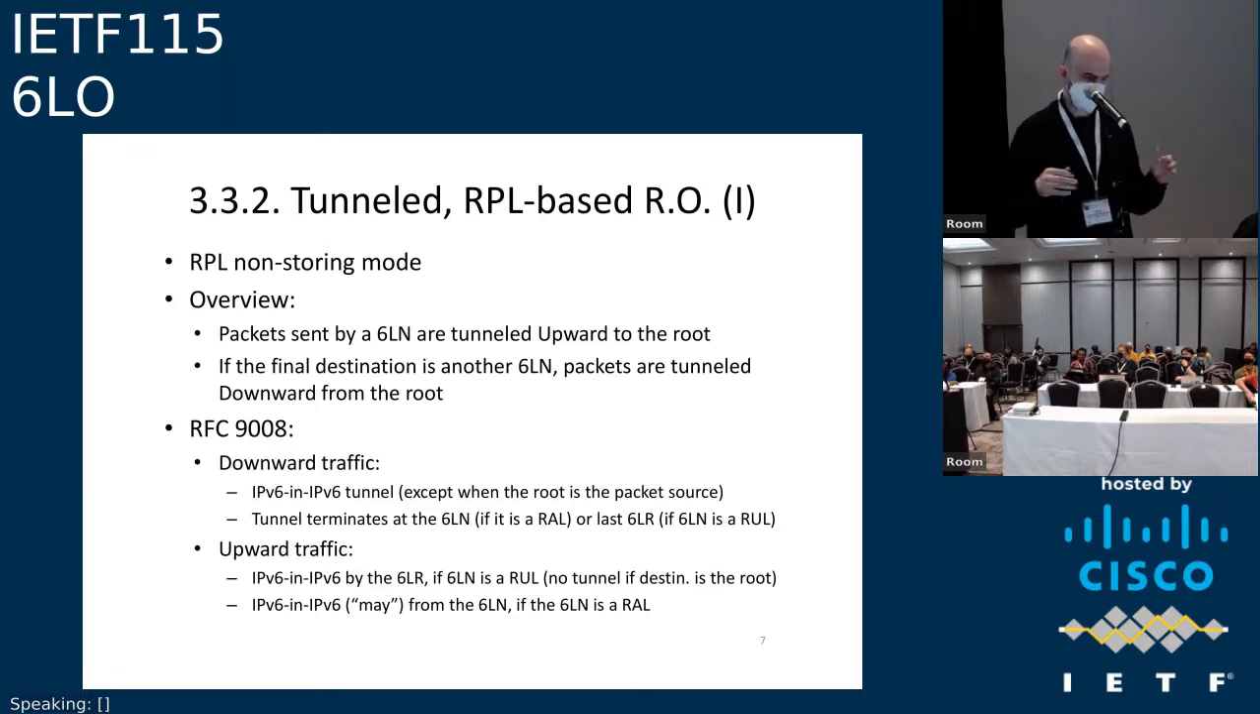According to this RFC, for downward traffic, there is an IPv6-in-IPv6 tunnel, except when the root itself is the packet source. And the tunnel terminates at the 6LN if it is a routing-aware leaf, or at the last 6LR if the 6LN is a routing-unaware node. Then for upward traffic, there is IPv6-in-IPv6 encapsulation performed, or initiated, by the 6LR if the 6LN is a routing-unaware node. By the way, there is no tunnel if the destination is the root. And there is IPv6-in-IPv6 encapsulation only optionally from the 6LN if this node is a routing-aware leaf. So next, please.